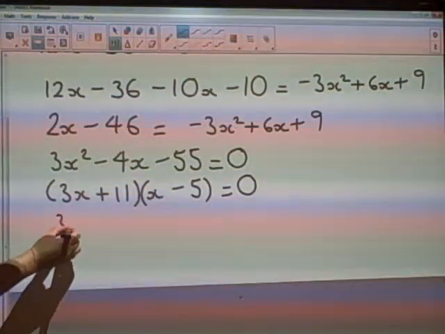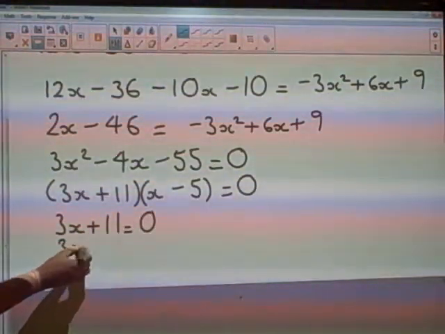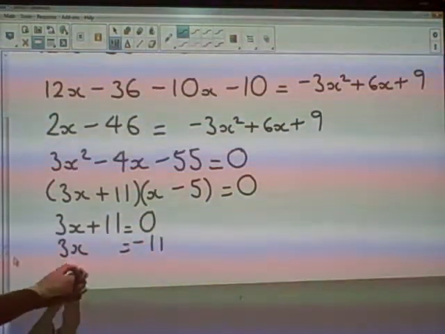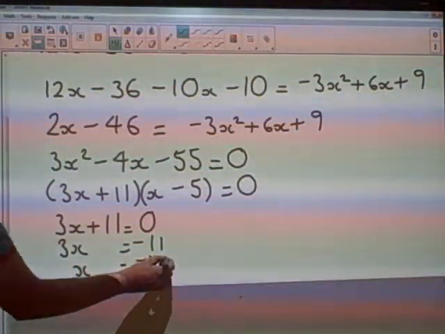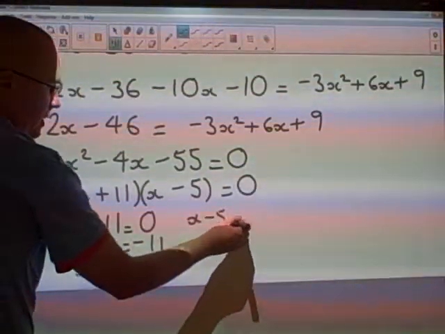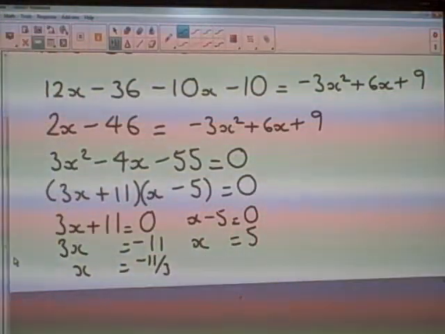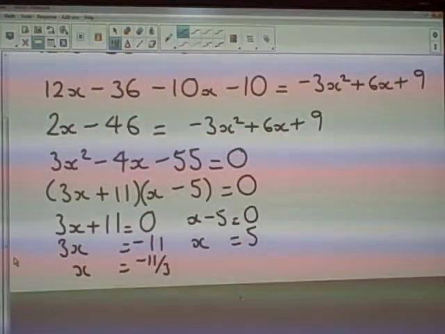And then either 3x plus 11 equals 0, which means 3x equals negative 11, and therefore x equals negative 11 over 3. Or alternately, x minus 5 is 0, and then if I add 5 to both sides, x would equal 5. So that would finish off that question quite nicely.